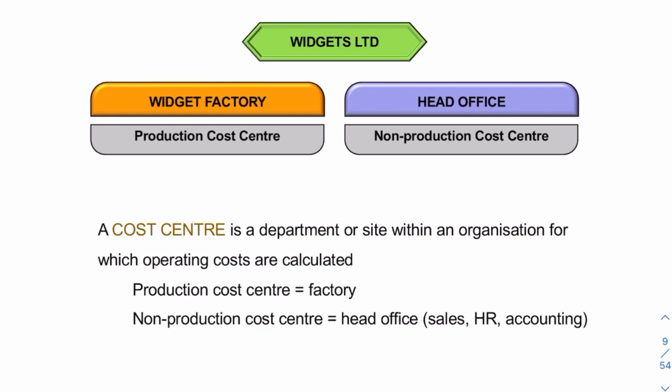So the factory is what we call a production cost center, because they're actually making stuff. It's a cost center because, remember the definition from the previous lecture, it satisfies that definition. So our factory makes stuff, but also costs the business. The head office doesn't make stuff, so it's non-production, and it also costs the business. So today we're going to be looking at how the cost of this is covered by what we make here. It's called overhead absorption.